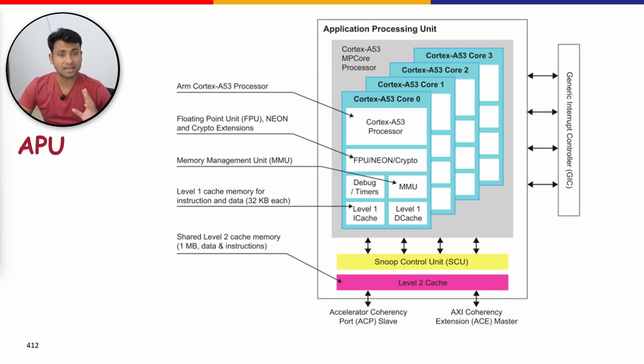So if you're accessing data at a particular memory location from the external memory, then this port can bring in the data of nearby memories to the L1 cache and to the L2 cache for quicker access.